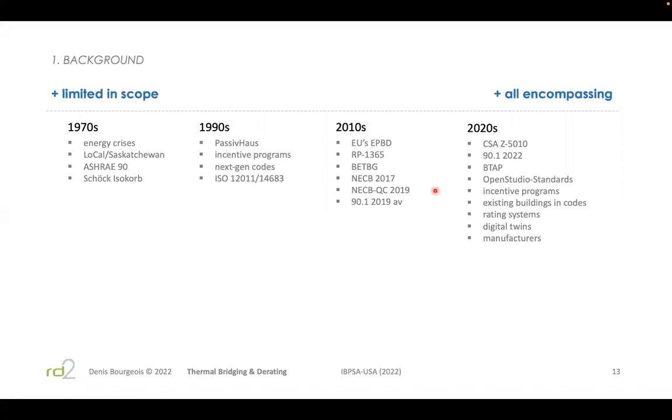If the initial requirements were limited in scope, there were many exceptions in the energy codes 20, 30, 40 years ago. Now it's pretty much all encompassing. There's not much wiggle room. There's not a lot of areas where you can say, I know thermal bridging is an issue, but as an energy modeler, I don't factor that in.